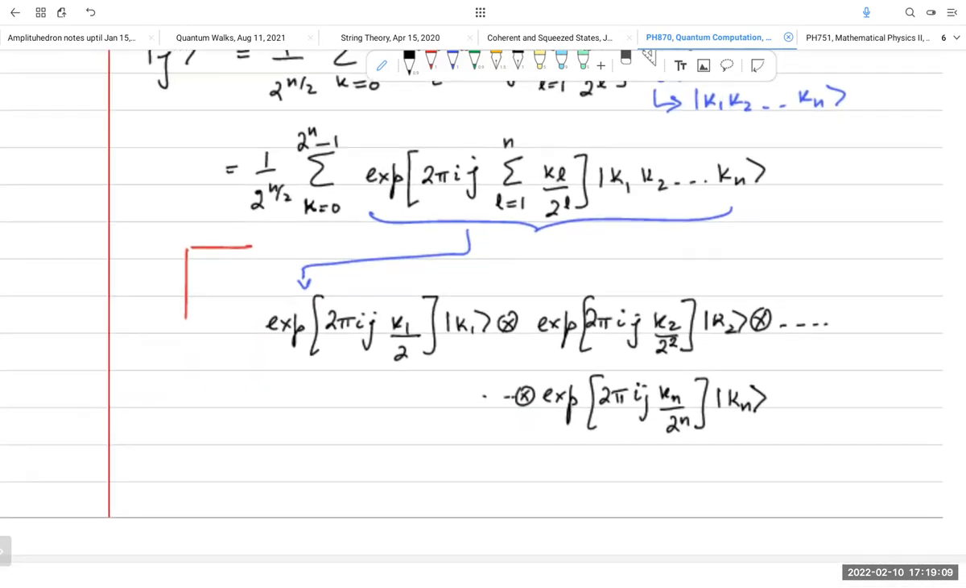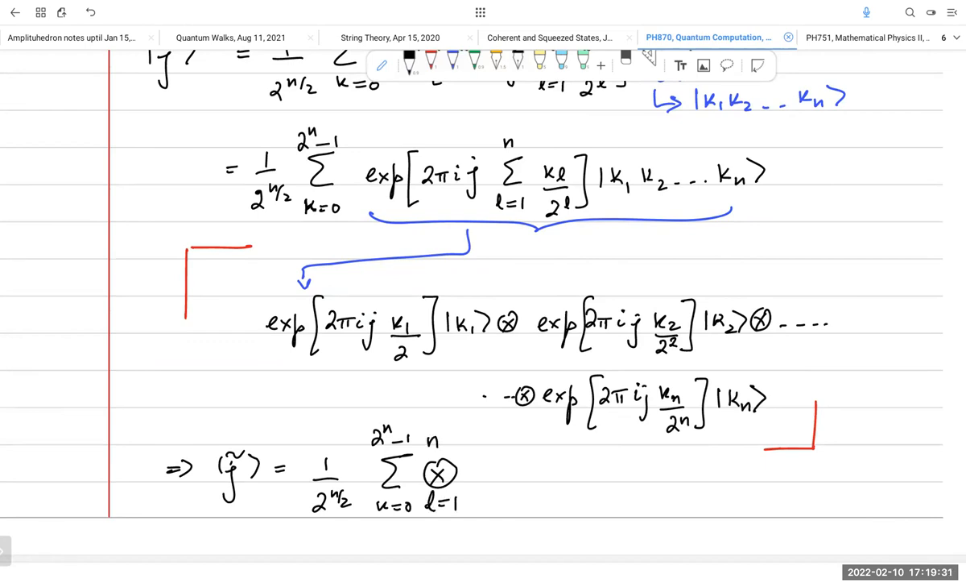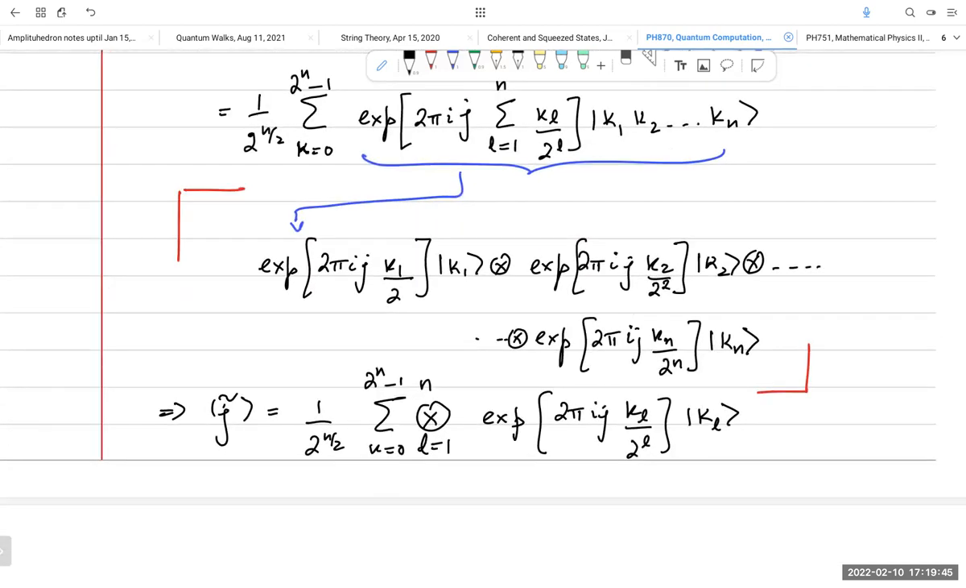So this expression can now be written as j tilde 1 over 2^(n/2), summation of k equals 0 to 2^n minus 1, and then I'll put this tensor product, l equals 1 to n, of this object, exponent 2 pi i j k_l over 2^l, then k_l. Okay, so I hope everybody is comfortable with this expression at this stage.